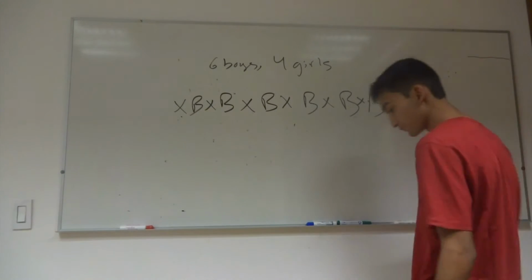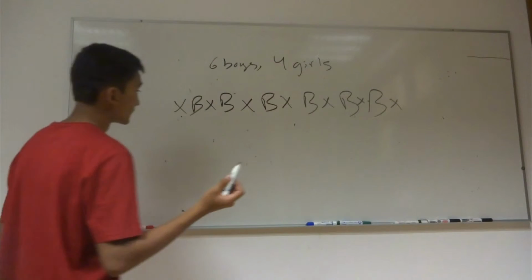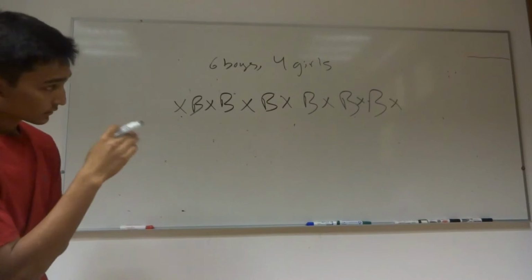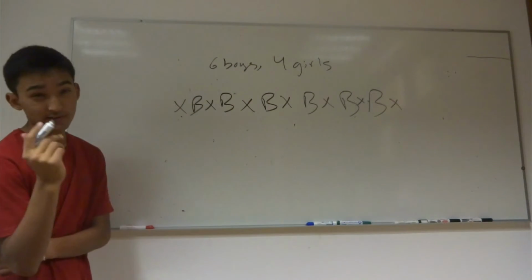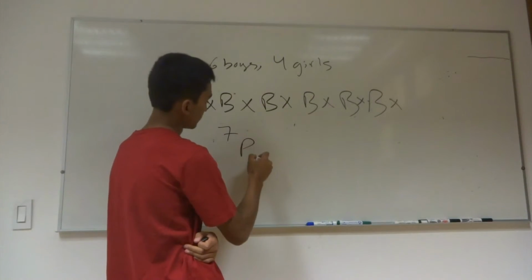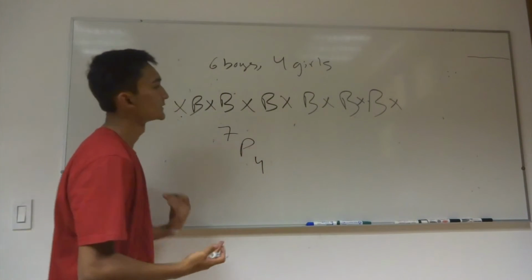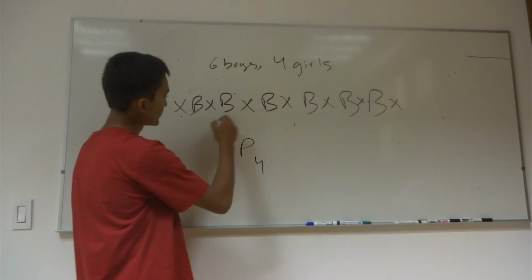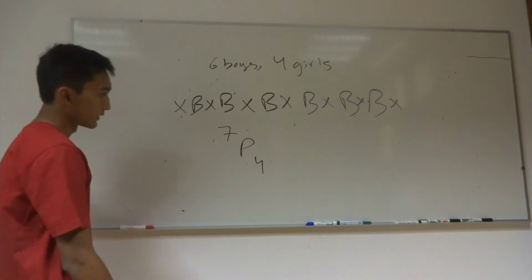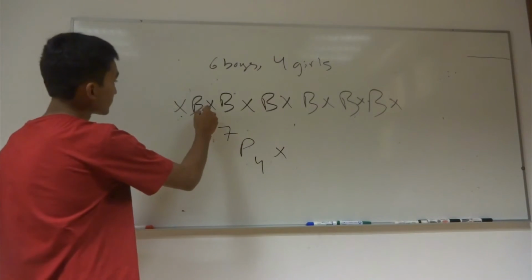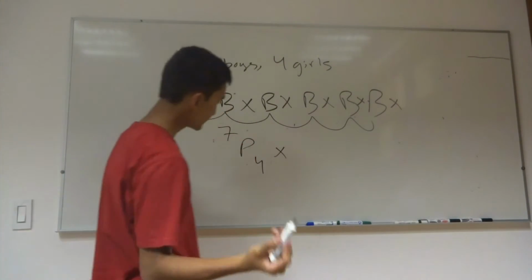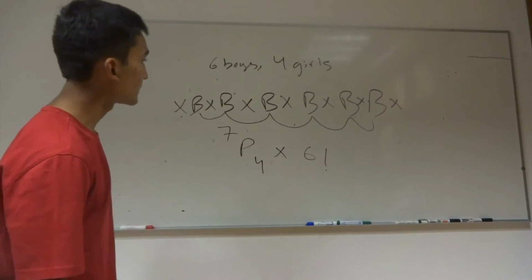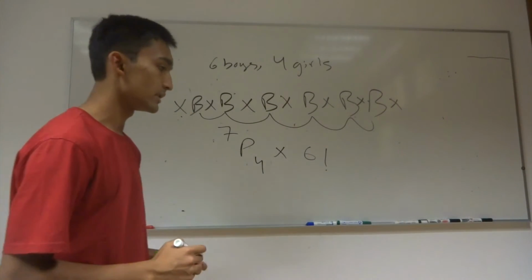Now you've got 4 girls. So how many ways can you put these girls on the seats? You've got 7 seats distributed to 4 girls, so that's P(7, 4), the number of ways you can arrange the girls over here. Times, the boys can also change their spots. 6 boys, so 6 factorial. So this is how you solve the sum. It sounds complicated, but it's really easy.